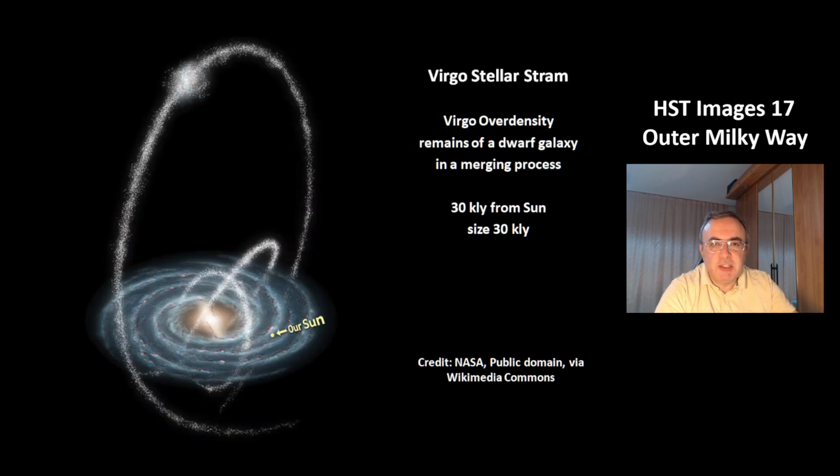Now this is one such example. It's an artist's impression of the Virgo stellar stream, which is also called the Virgo overdensity. These are the remains of a dwarf galaxy which is still in a merging process. This stream is at a distance of 30,000 light years from the Sun, and its size is also 30,000 light years.